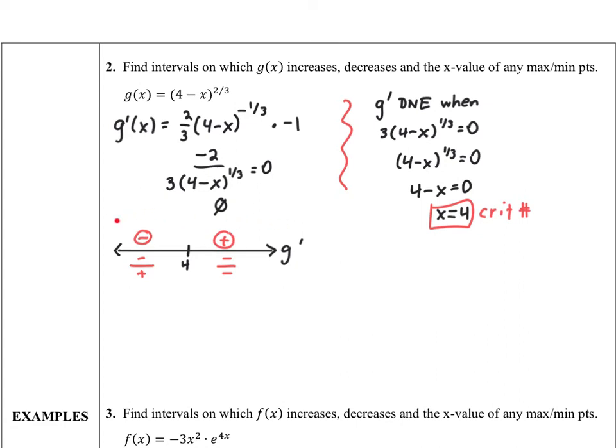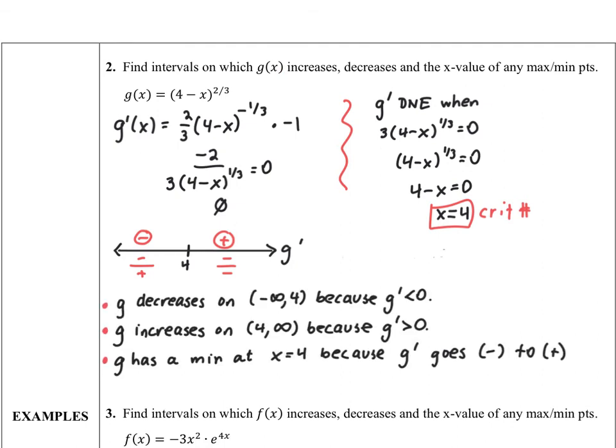And this has all the information I need to answer all of my questions. I just have to summarize it. Here's a summary of what this sign chart is telling me. G decreases from negative infinity to 4 because my g prime is negative. G increases from 4 to infinity because g prime is positive. And because g prime goes from a negative to a positive across this value of 4, I know that g has a minimum at x equals 4.